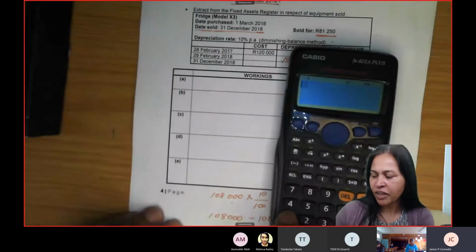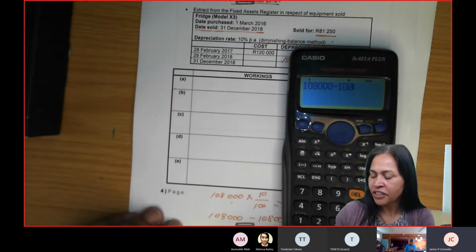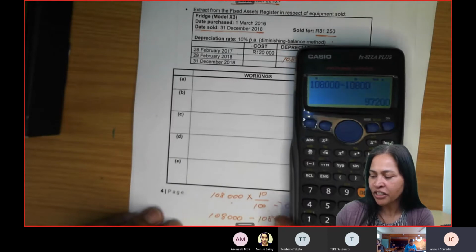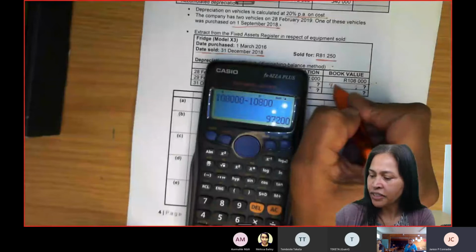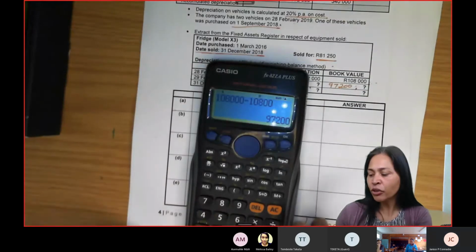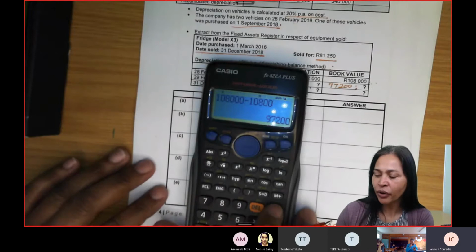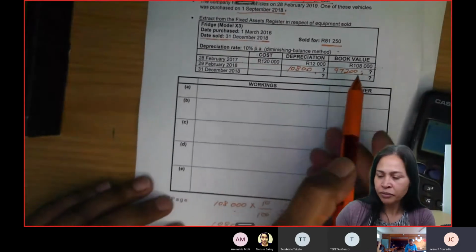Right? So we have the 108,000 minus the 10,800 depreciation that was calculated. That gives me a book value of 97,200 in there. And then you continue with the next one. So by now you have the next one. So quickly recap. And then the next one.